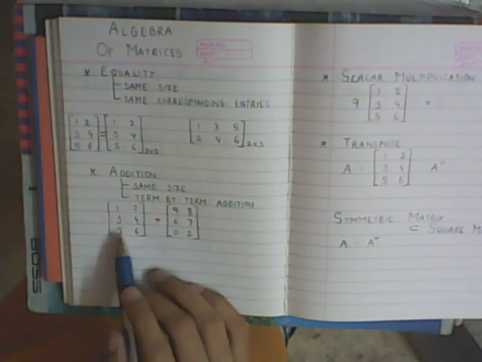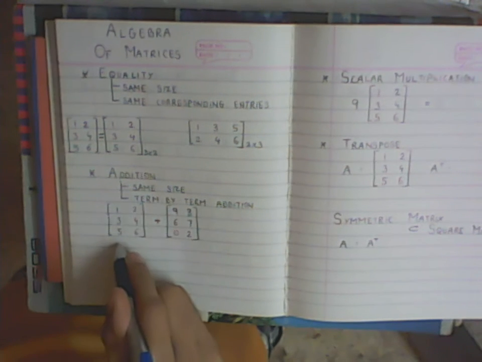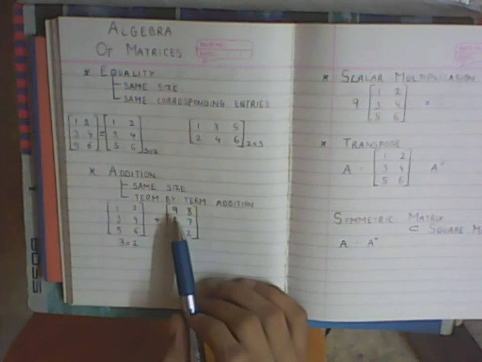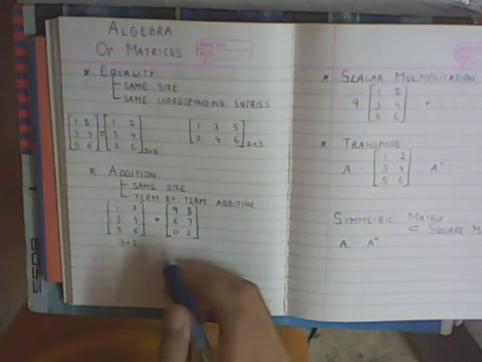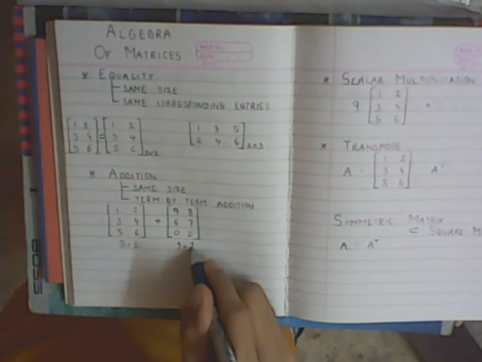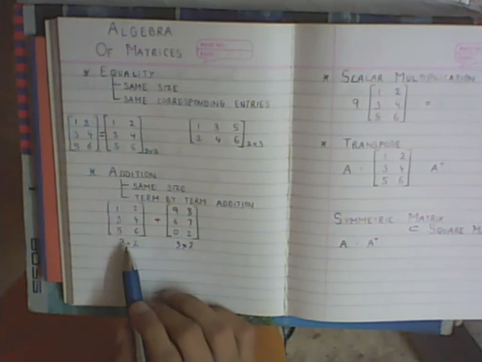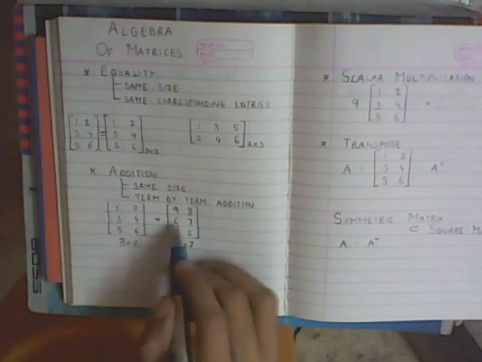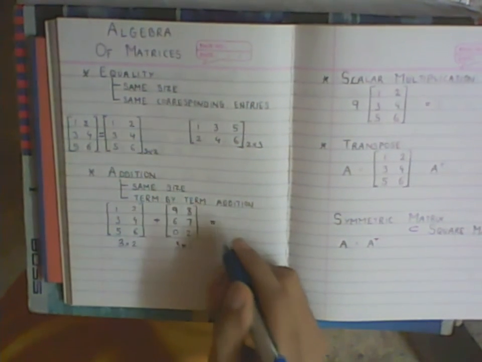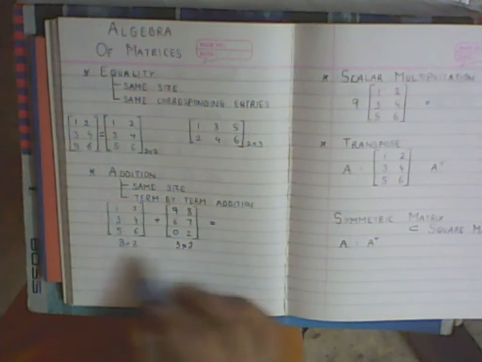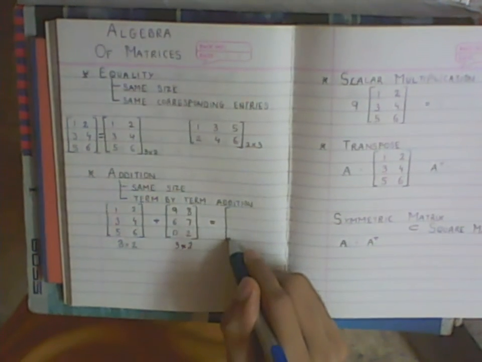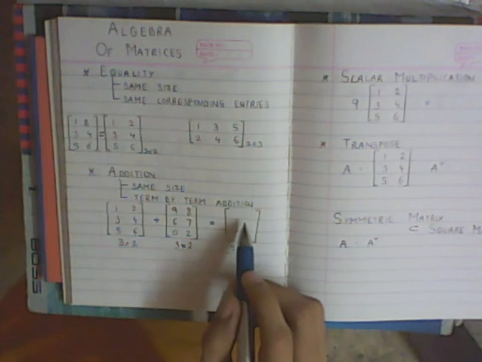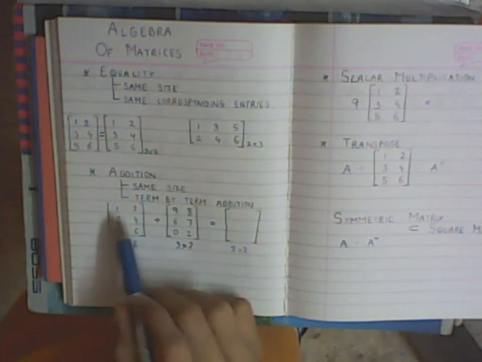So if I have this 1 2 3 4 5 6, this is again a 3 by 2 matrix, and I have another matrix here 9 8 6 7 0 2. This is again a 3 by 2 matrix, so they have the same dimensions, 3 by 2, 3 by 2. So I can talk about its addition. I can add these two matrices, and the result will also be a matrix of the same dimension, a 3 by 2 matrix, and the entries will be the term by term addition of the individual matrices.